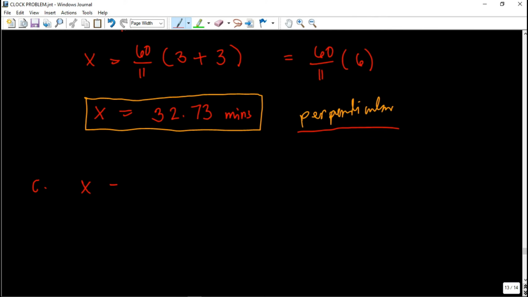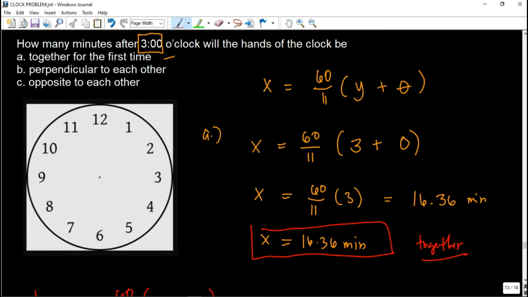So, x is equal to 60/11 times the quantity y plus theta. Okay, x is equal to 60/11. Now, this time, the problem says the hands are opposite to each other. So, what is theta when the hour hand and minute hand are opposite to each other?